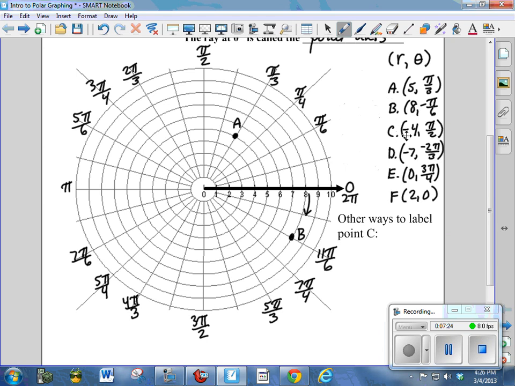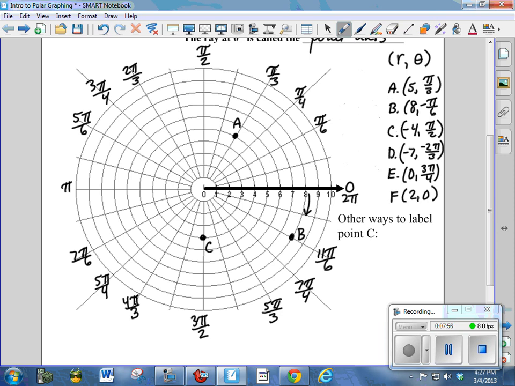Okay, C, negative 4, pi over 2. Ooh, that's tricky. Well, this is positive 4, pi over 2 right here. So where's negative 4, pi over 2? Well, negative 4 is just the opposite direction. It's down instead of up. So I can go positive 4 to pi over 2 and then just flip 180 down to get to the point that I want to be at right here. That would be point C.